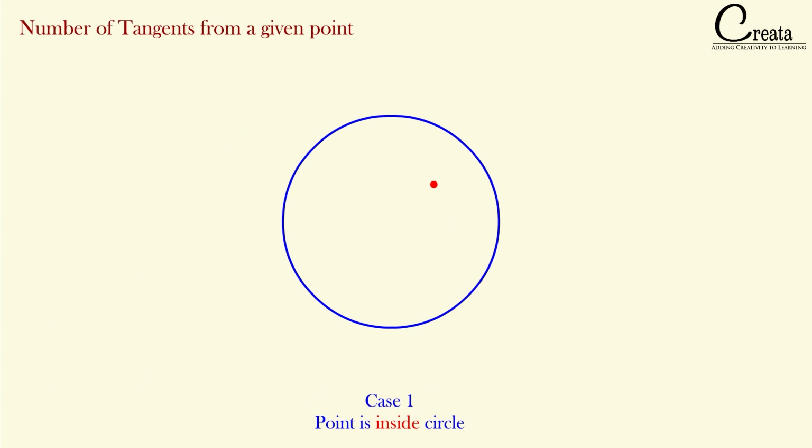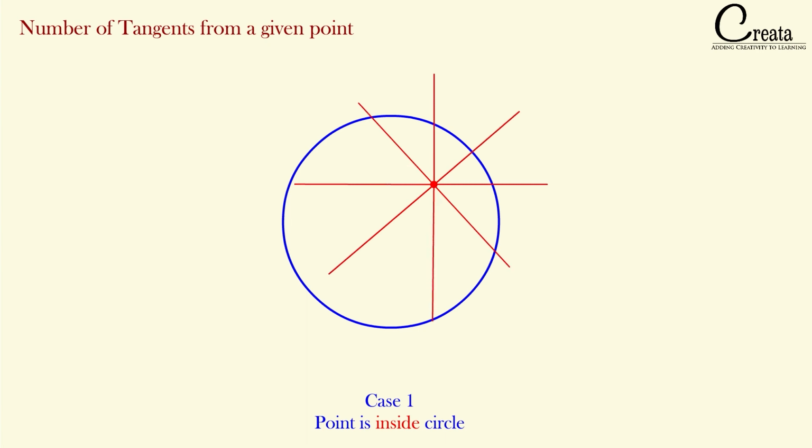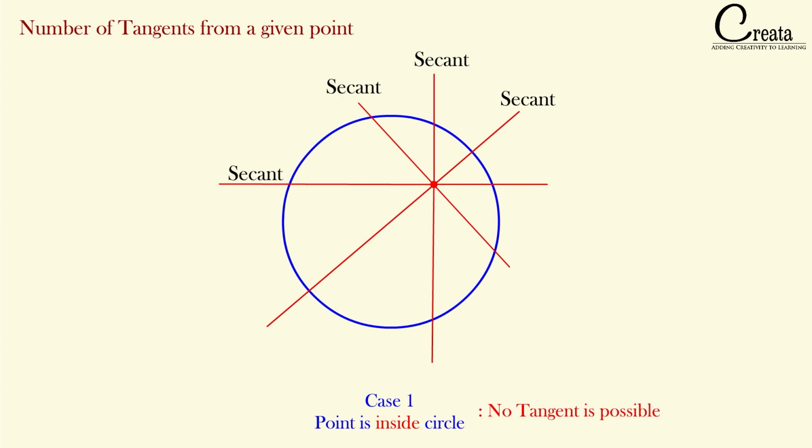In this first case, we are having the point inside the circle. The answer is that we cannot have any tangent from the point inside the circle. If we try to draw any line segment from this point, all these line segments will intersect the circle at 2 points. And what is tangent? Tangent is a line segment which touches the circle at only 1 point. All of these line segments will be secant. They are crossing the circle at 2 points. So in the first case, we cannot have any tangent.